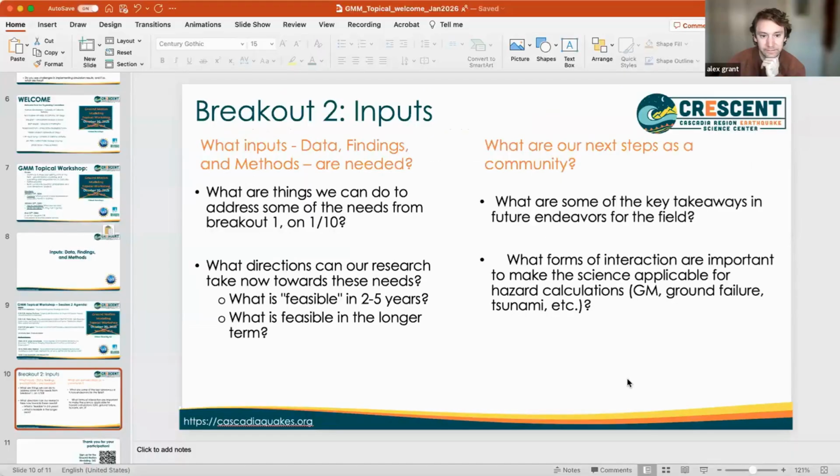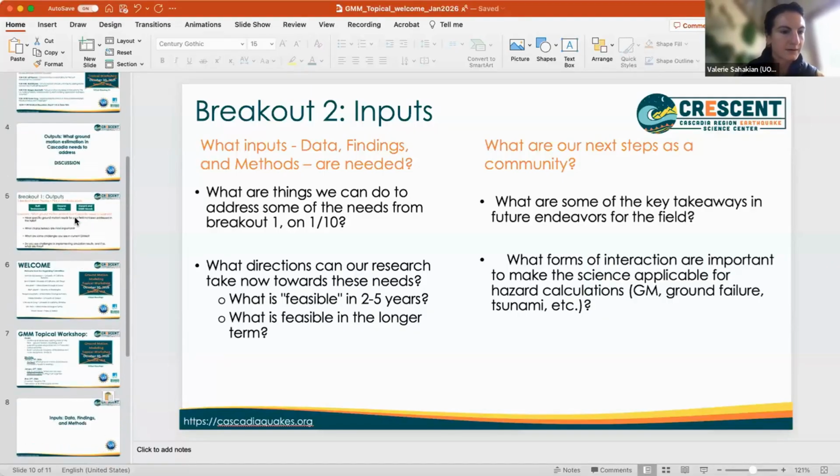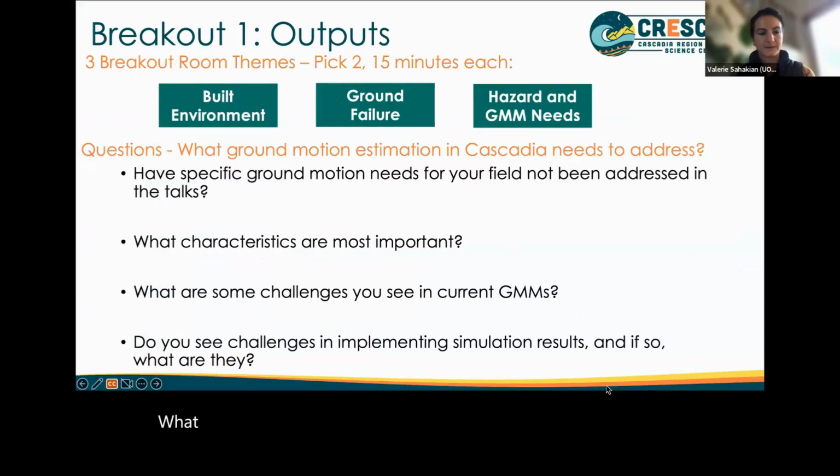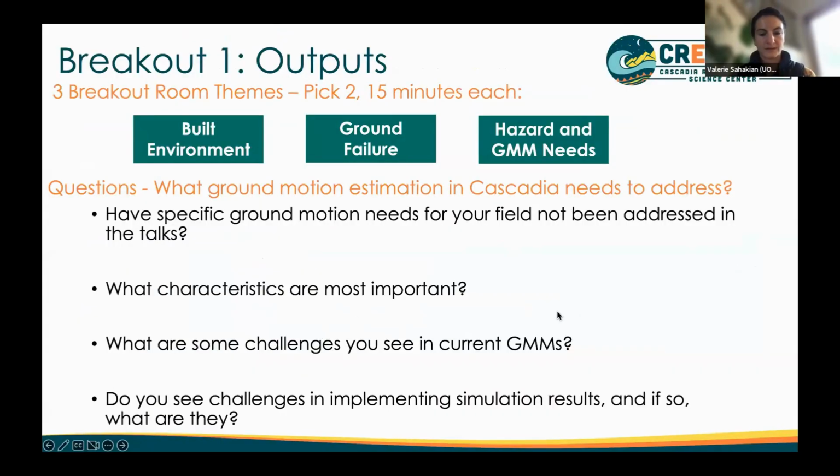Sorry, Valerie, can I put you on the spot for a second? Your first question, on what can we do to address the last workshop, do you mind summarizing one or two of those bullets you want us to hit on for people who might not have been here or can't remember? Yeah, so let me put this up. Last time we split into 3 breakout groups. We were talking about what are the specific ground motion needs for the field, what characteristics are important, and what you see as the challenges, within 3 themes: built environment, ground failure, and hazard and ground motion model needs.